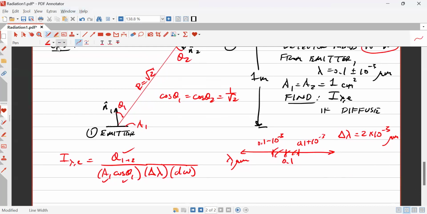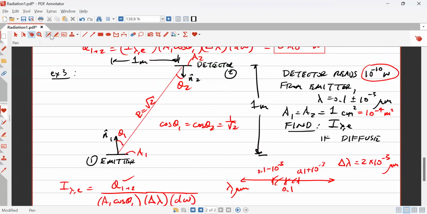The area is A1 and A2. Just a minor thing here, it's 1 centimeter squared, so this will be 10 to the minus 4 meters squared. You want to convert that to SI units. And then finally, d omega, similar to what we had before, is equal to dA sub n over r squared. A sub n is the projected area of the detector as seen from the emitter, so it'll be A2 cosine theta 2 over R squared. Of course, cosine theta 2 we have, A2 we have, and R squared we have. So we were good with everything here.